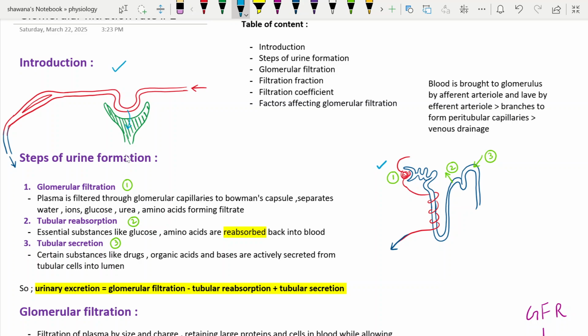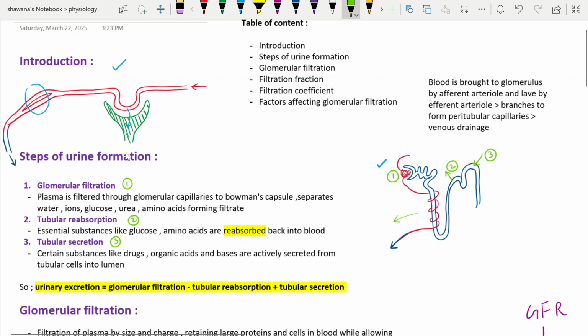This diagram represents that afferent arterioles come, and the efferent arteriole is drained. After that, it forms the peritubular capillaries, and the peritubular capillaries surround the PCT and DCT, and after that the venous drainage occurs.